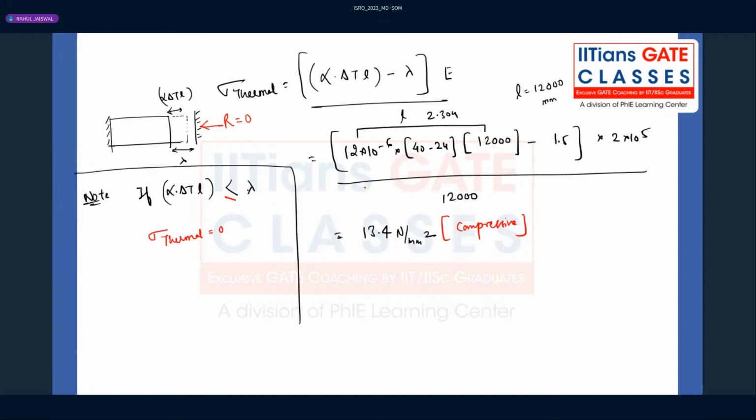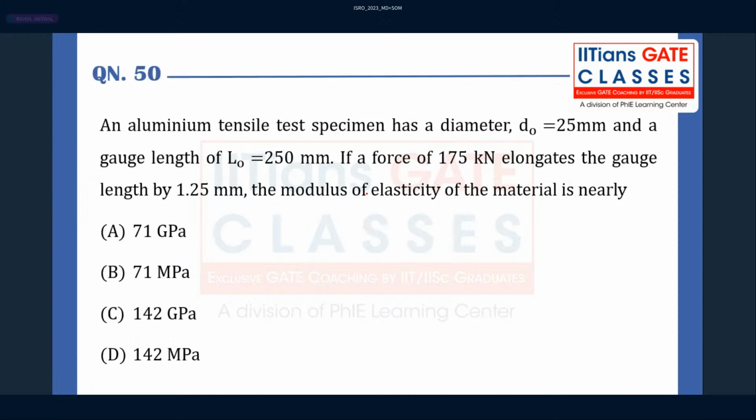Now, moving on to the next question. An aluminum tensile test specimen has a diameter D naught of 25 and a gauge length of 250. Now, in any specimen which is undergoing the tensile testing, on the universal testing machine, the UTM, you will have a certain gauge length.